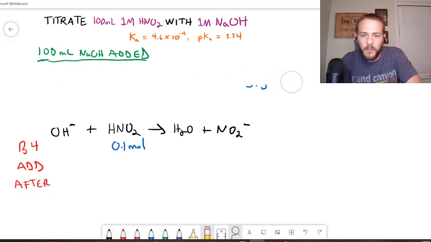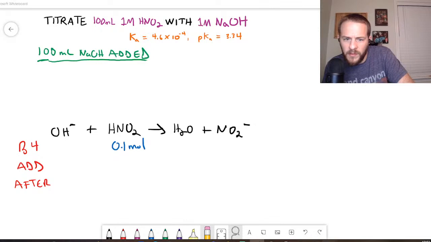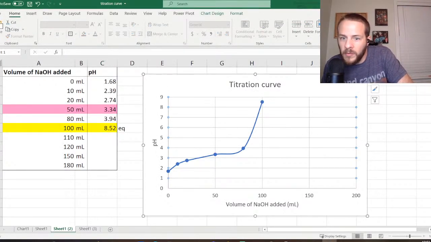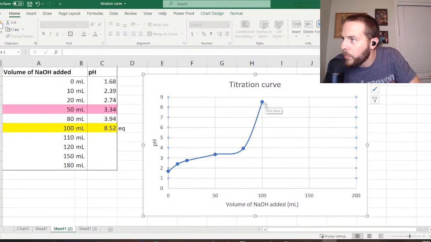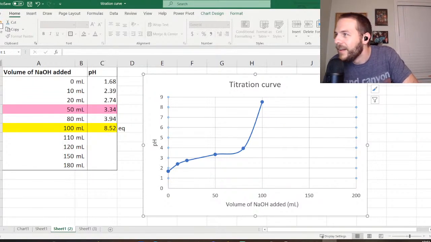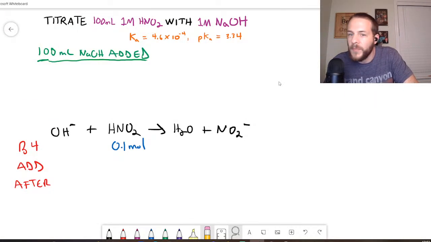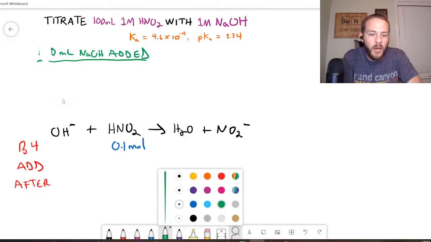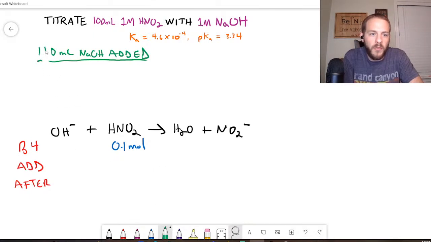All right, let me go back to Excel real quick just to see what my next volume is. 110 milliliters. Okay, so we want to know what the pH of this solution is going to be. Look at our curve, by the way. Look at how it just shot up, and now we're at the equivalence point. It's really rising rapidly. Probably should have pointed that out earlier. All right, going back to the whiteboard. So we want to know what the pH of this solution is going to be when we add 110 milliliters of 1 molar sodium hydroxide to it.